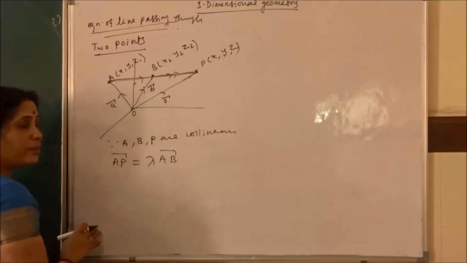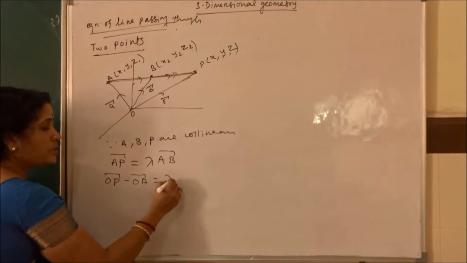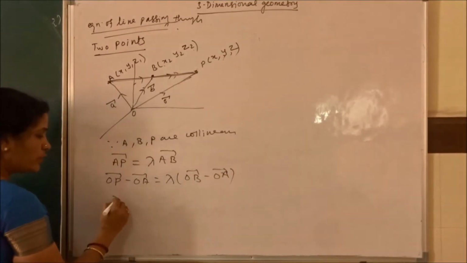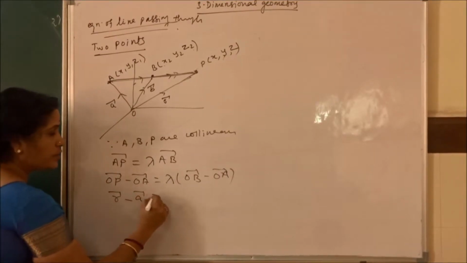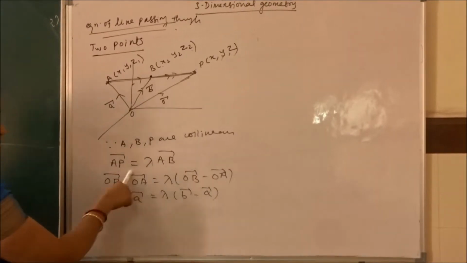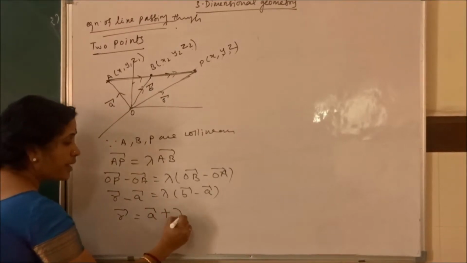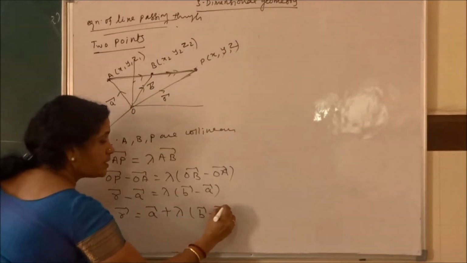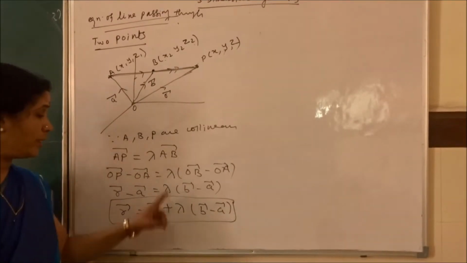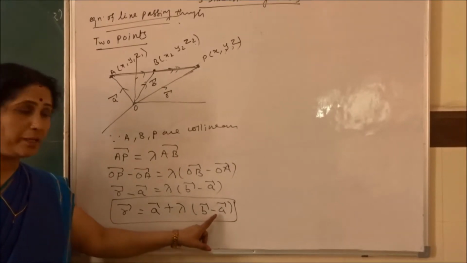Is it possible? I am taking the collinear condition. AP vector can be written as OP vector minus OA vector, that is equal to lambda into OB vector minus OA vector. Now that is r vector minus a vector, equal to lambda into b vector minus a vector. Nothing else, I have taken this condition and finally I am taking the result. I take the a vector to that side: r vector equal to a vector plus lambda into b vector minus a vector. So the equation of a line passing through 2 points in vector form is r vector equal to a vector plus lambda into (b vector minus a vector).